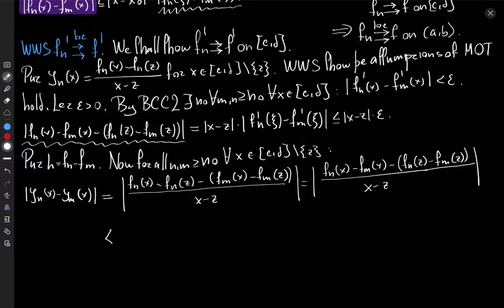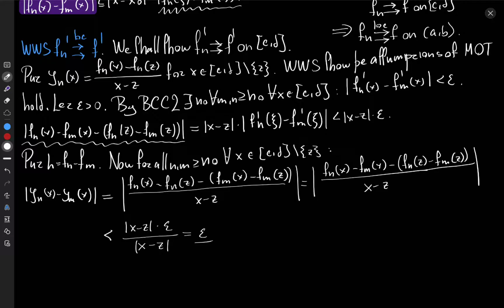And as such, we have an estimate for this. We know that this is smaller than |x minus z| times epsilon over |x minus z|. Well, this is just epsilon. So we have thus verified the first requirement of the Moore-Osgood theorem. Namely, we will be using the Moore-Osgood theorem on S_n.